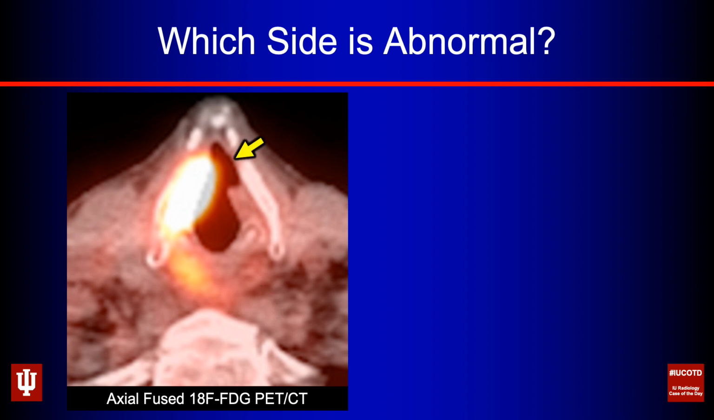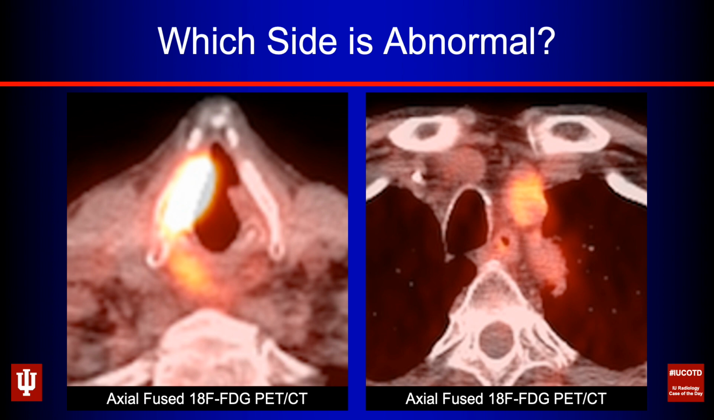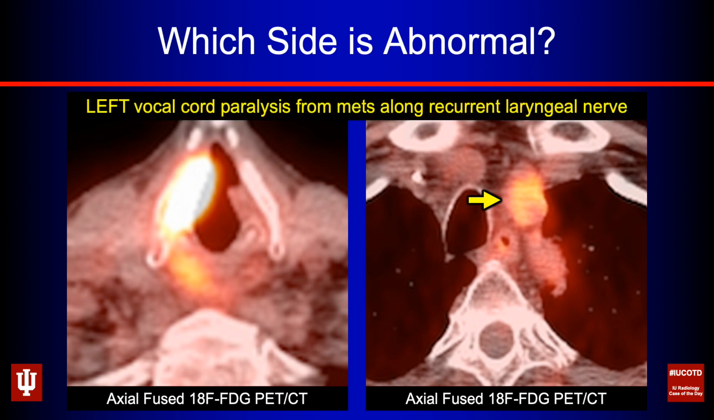And we also have dilatation of the ipsilateral laryngeal ventricle, giving us that classic spinnaker sail sign. That tells us that the problem here is on the patient's left side. Follow the course of the recurrent laryngeal nerve. We can see this nodal conglomerate. So this patient has left-sided vocal cord paralysis from nodal metastases that are encroaching upon the left recurrent laryngeal nerve.